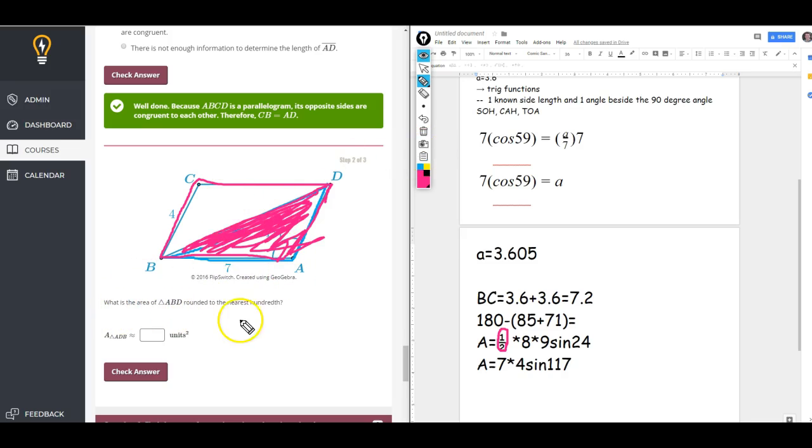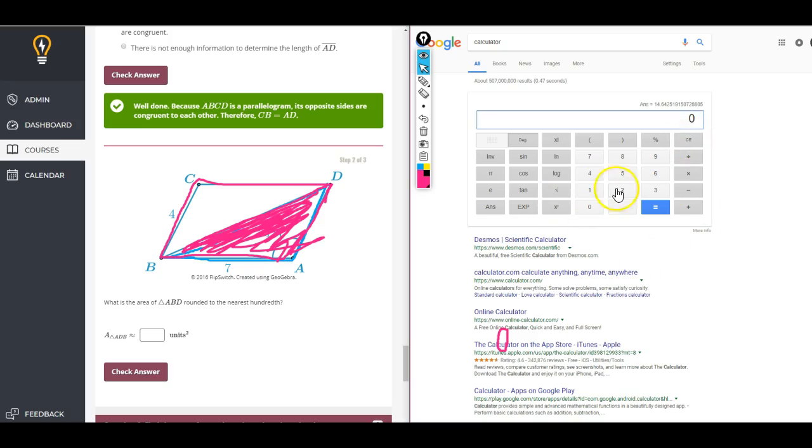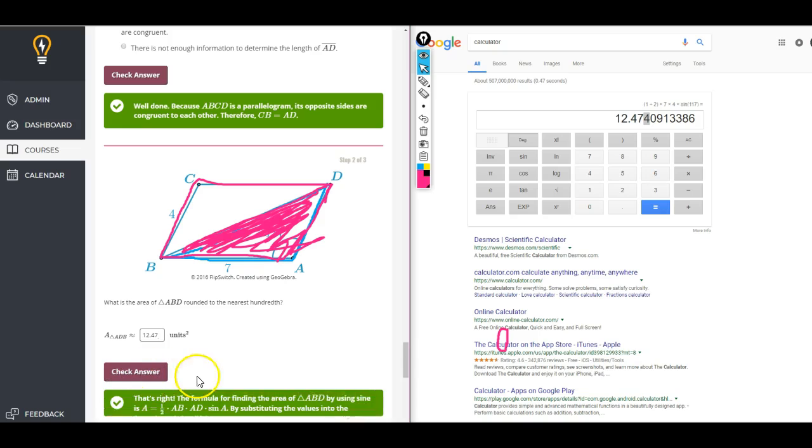This step though is wanting us to find the area of this triangle, so I will add in that 1/2 and we'll go that route. So we have 1/2 times 7 times 4 times the sine of 117 degrees. That's 12.47, and since the digit after it is a 4, that 7 will not be rounded up. 12.47 units for that triangle.